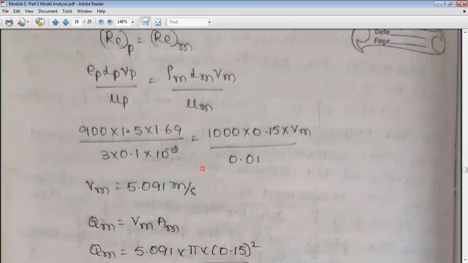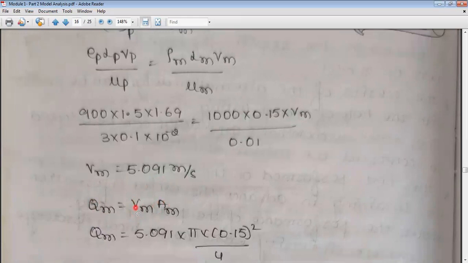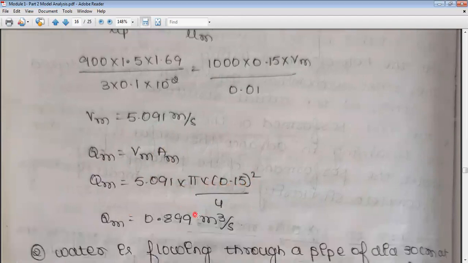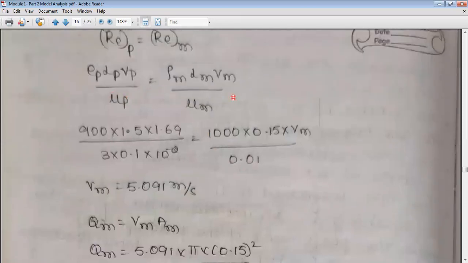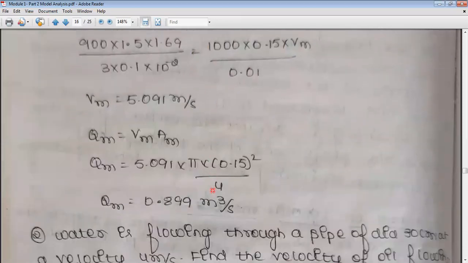He has also asked the flow rate. Flow rate means discharge. Discharge of model is equal to velocity multiplied by area of the model. So velocity is 5.091 into area, pi d square by 4, pi into 0.15 square divided by 4, you get the discharge. Okay, now you got the point that first you have to write the given data of the prototype as well as the model side by side. Afterwards, you write the formula and find out the unknown quantity, that's it.